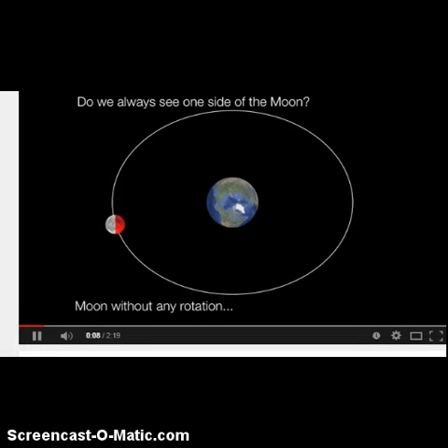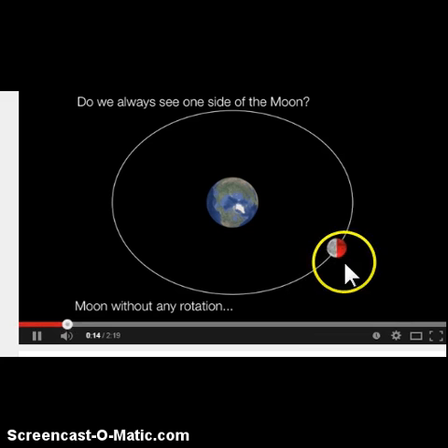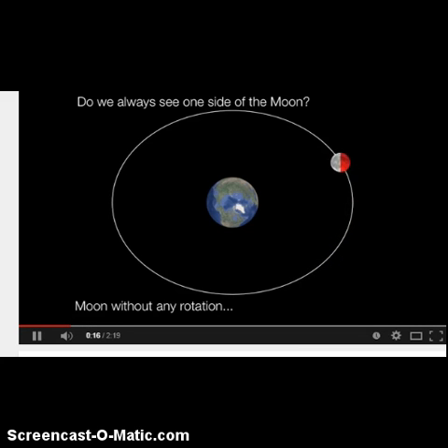So the question here is, do we see one side of the moon? If the moon did not rotate, you would see what's happening here. Please focus on the red side of the moon to help highlight what you're seeing. As this goes all the way or revolves all the way around Earth, we do see the red side and the white side. Okay, so we would see all sides if the moon only revolved and did not rotate.